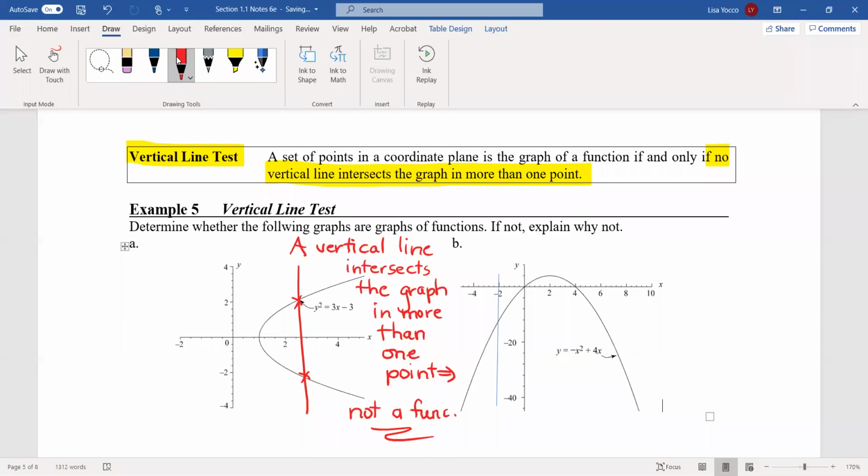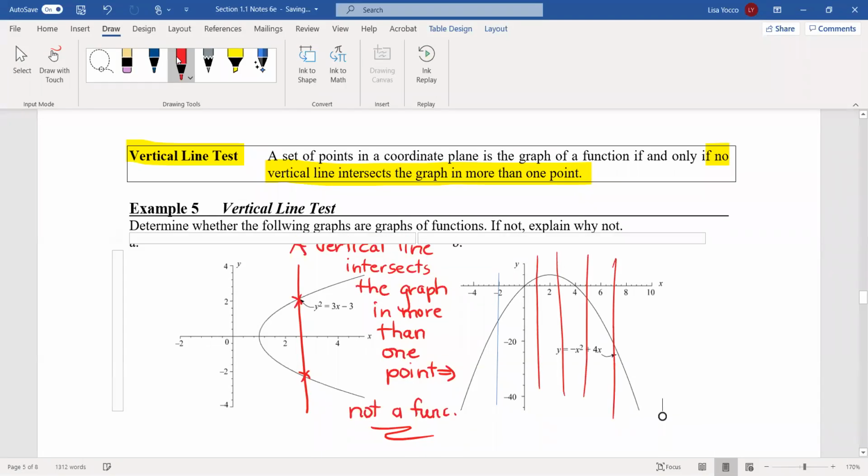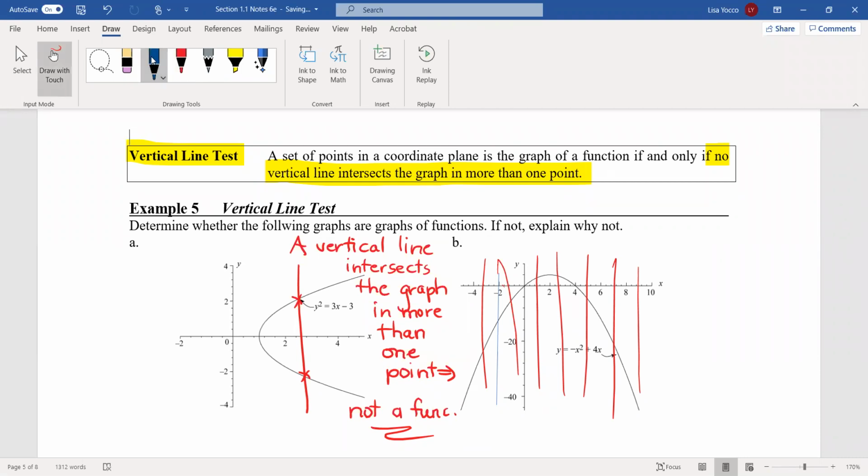So there's one vertical line. I'm just drawing a bunch of vertical lines. Oh, that one wasn't very good. Can you find any vertical line that would ever intersect that graph in more than one point? I hope not. So no vertical line intersects the graph in more than one point.